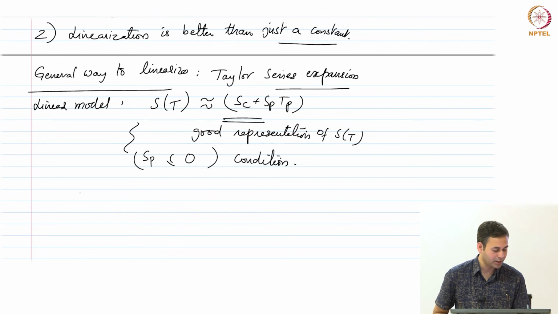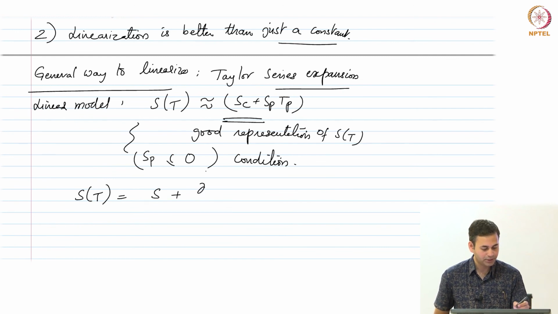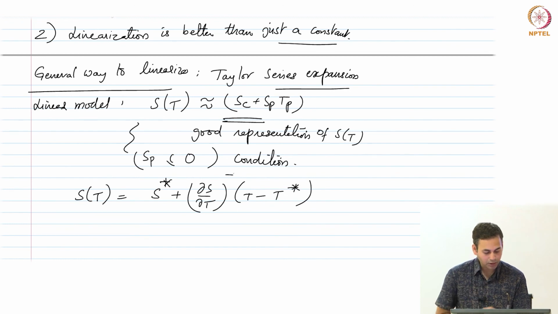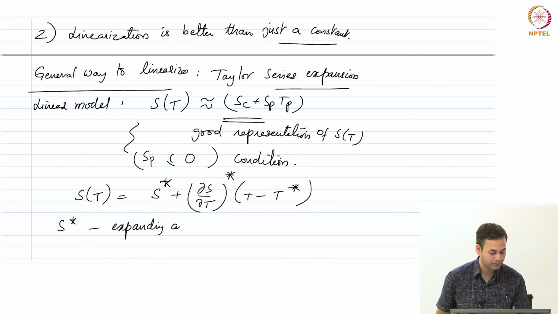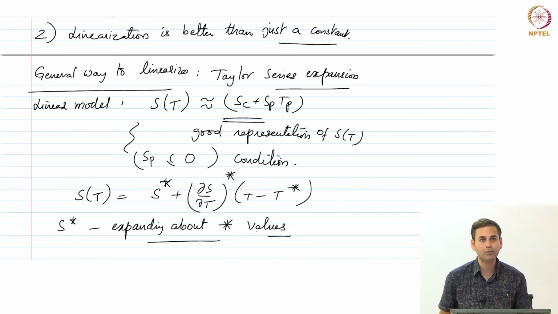That means, if I have some S of T, I would write it as S star plus partial S partial T times T minus T star. So, these are all evaluated about the star values, I am expanding about star values. What are star values? Known values. We are expanding about the known values and then obtaining a model for our nonlinear source term.